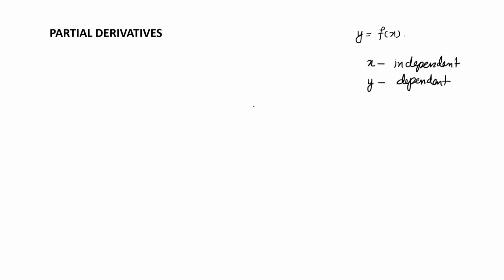Suppose we define another type of function, like z is equal to f of x, y. It contains two independent variables, isn't it? X and y are independent variables. And depending on the value of x and y, we can have the dependent variable z. Z depends on x and y.